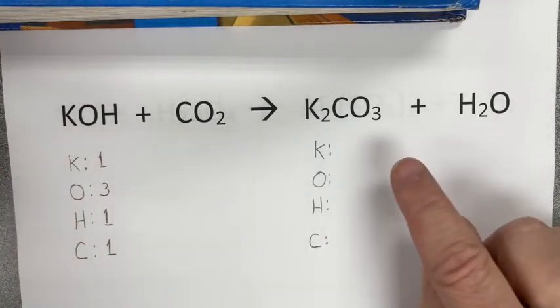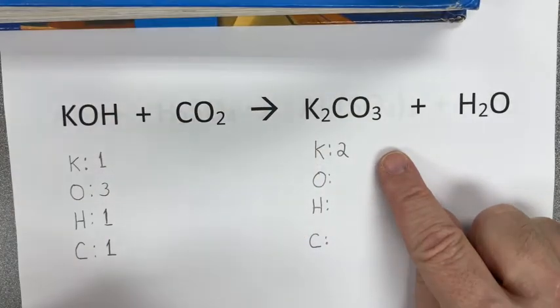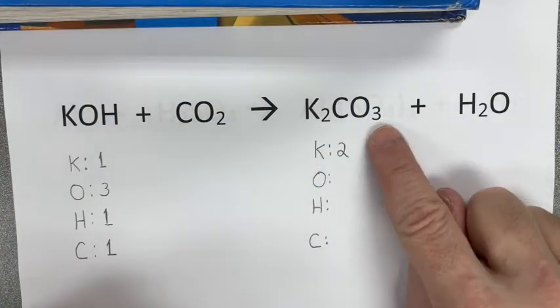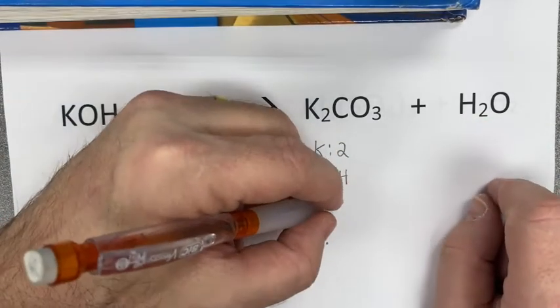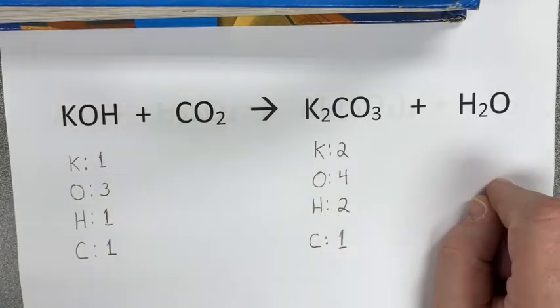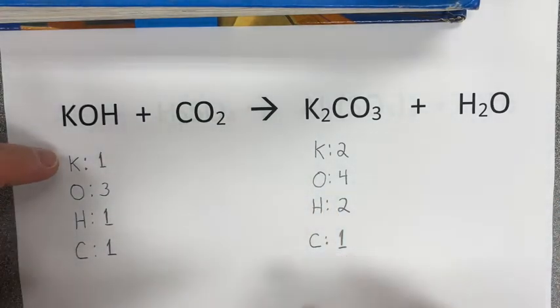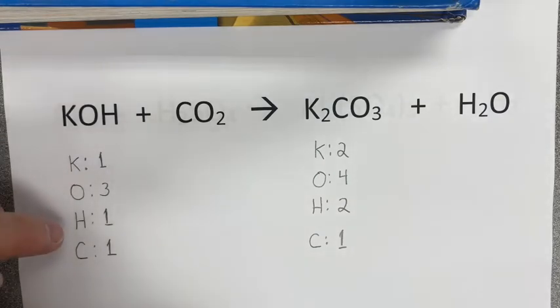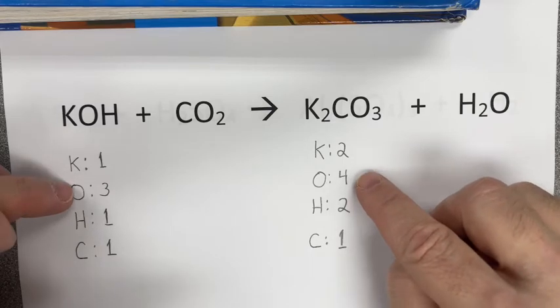All right, what do we have on the other side? We've got 2 Ks. We've got 4 oxygens. There's 3 there, and there's 1 there. We've got 2 hydrogens, and we've got 1 carbon. So that's the only thing that's actually in balance right now. We've got 1 K, 1 H, 2 K, 2 H, and we've got 4.